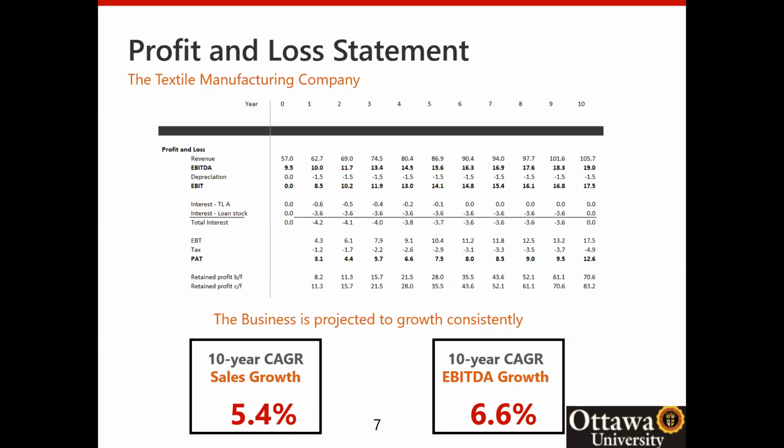EBITDA also increased nearly double from 9.5 million to 19 million. The business is projected to grow consistently with 9.4% compound annual growth rate for sales growth and 6.6% compound annual growth rate for EBITDA growth.